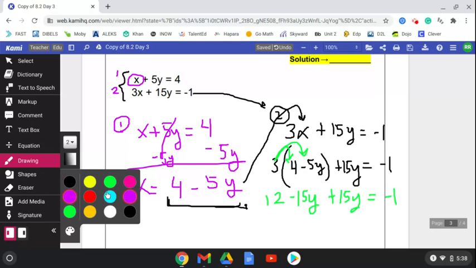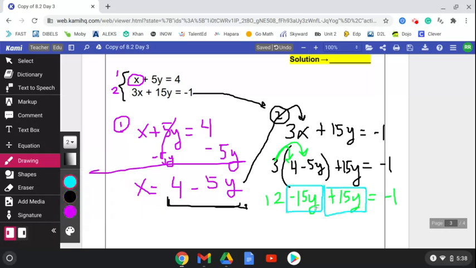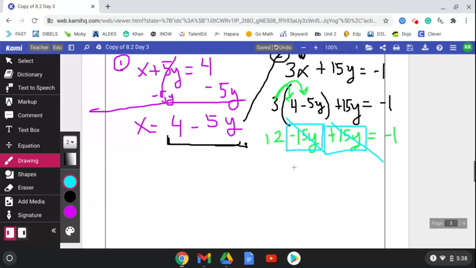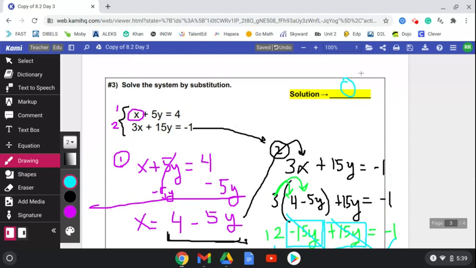I'm going to combine my like terms here of negative 15y and positive 15y. And what happens when you do negative 15y plus 15y? Those cancel, right? Those are gone. That equals 0. And so what you're left here is 12 equal to negative 1. Is that true? Does 12 ever equal negative 1? No. Okay, so therefore we know that there is no solution. If you get a number equal to another number, no solution. Okay? No solution.